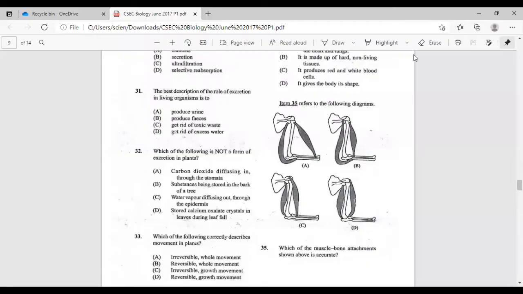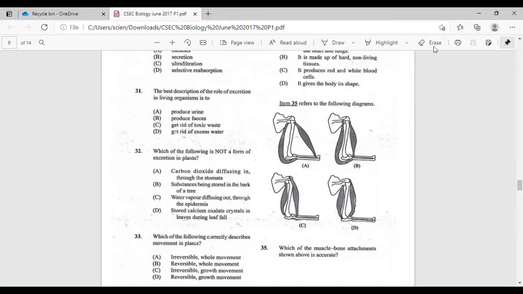Question 31. The best description of the role of excretion in living organisms is to... So guys, please remember, excretion is the removal of metabolic waste. So we have A, produce urine, B, produce feces, C, get rid of toxic waste, D, get rid of excess water.